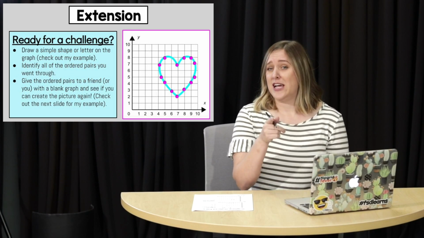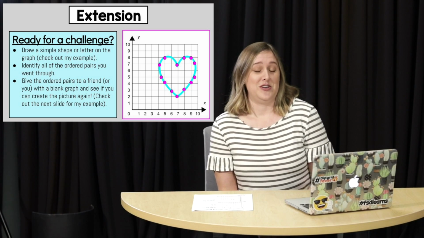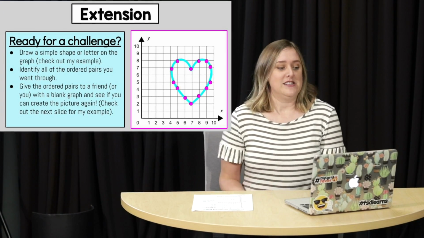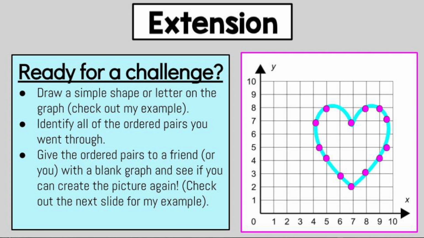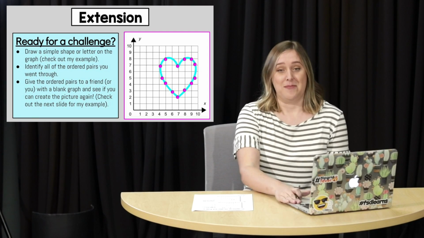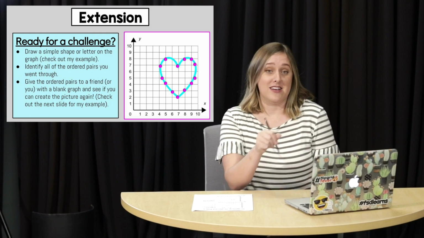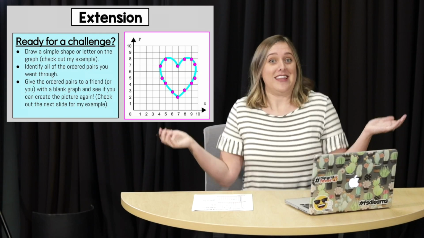Let's see, if you're feeling like a rock star in identifying and graphing ordered pairs, this is what you can do. You can even extend your learning. So you can draw a simple shape on this coordinate graph that I've given you, and then you can identify all of those ordered pairs on that graph in that shape. And then what you can do is you can give it to a friend, or maybe give it to yourself, and see if you can graph those ordered pairs and connect the dots. See if you can create that same shape.